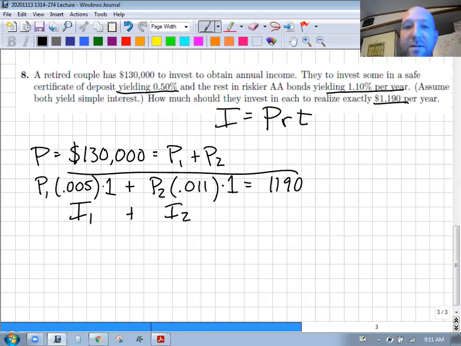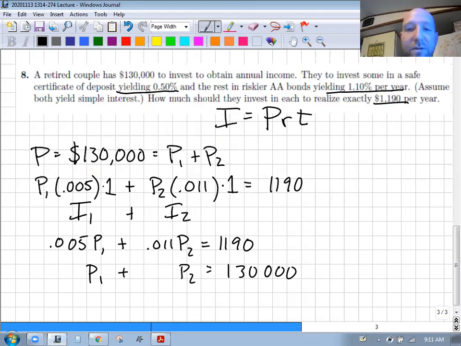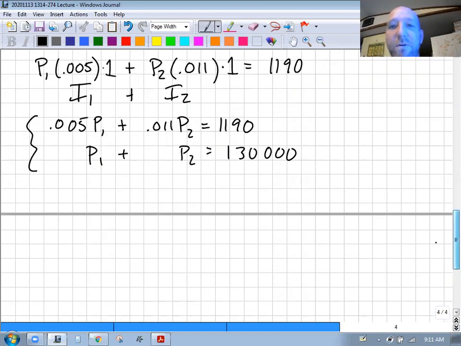So let's rewrite this a little bit prettier, right? 0.005 P1 plus 0.011 P2 should be 1190. I'm just rewriting this one a little bit prettier. And then we had this one here. I'm going to rewrite it like this: P1 plus P2 equals 130,000, so that our P1s and P2s are lined up. So here's our two equations with two unknowns.